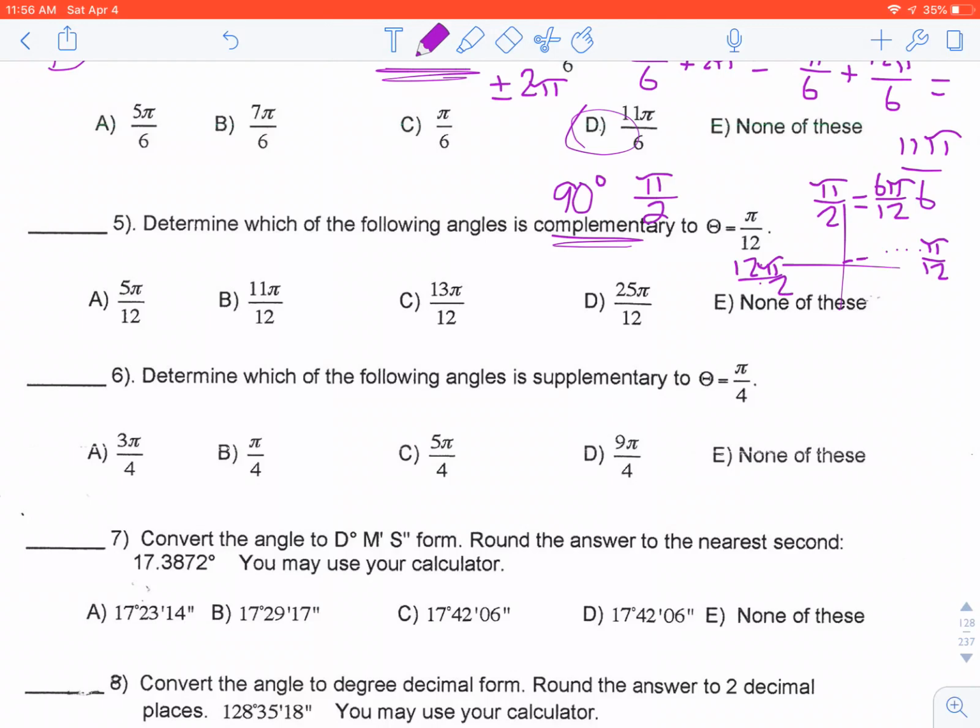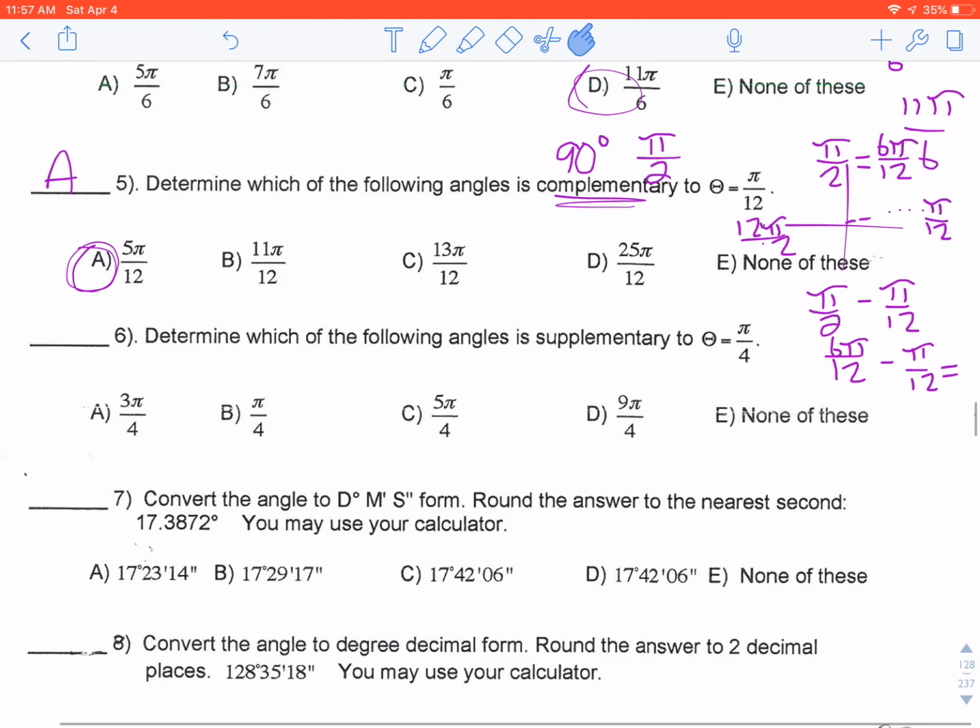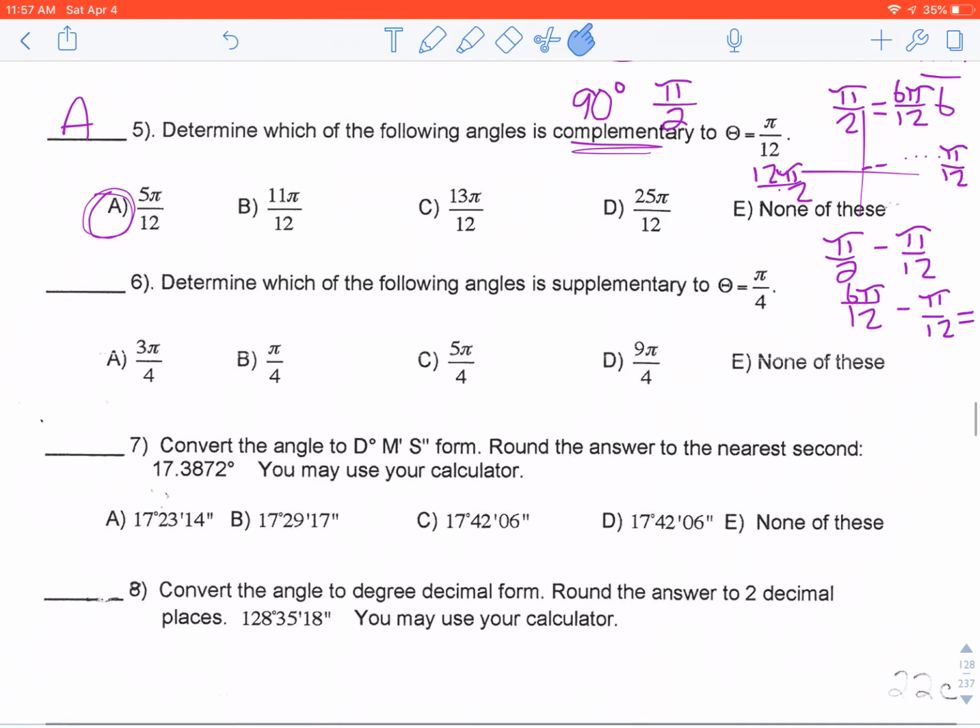You could also make your 12 pi over 12 over here, okay, and you could say, how many more do you need to go from pi over 12 to 6 pi over 12? Or just take pi over 2 minus pi over 12. Okay, and if you change this to get a common denominator, you have 6 pi over 12 minus pi over 12, which gives you 5 pi over 12, letter A. Okay, so again, there's 2 ways. I'm sure there's more ways, whatever makes more sense to you.